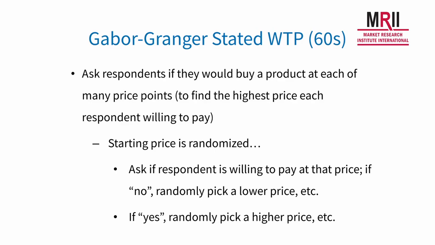We start out by randomizing what price we show to the respondent first. And we ask them if they'd be willing to pay that price to get this product. If they say no, then we randomly pick a lower price until we establish the highest price that they're willing to buy the product at, etc. Let me show you an example so that you'll know what I'm talking about.